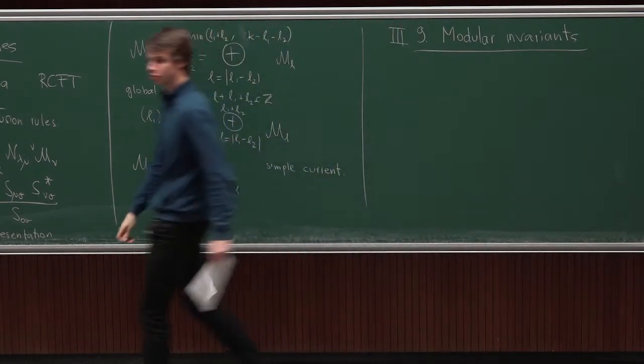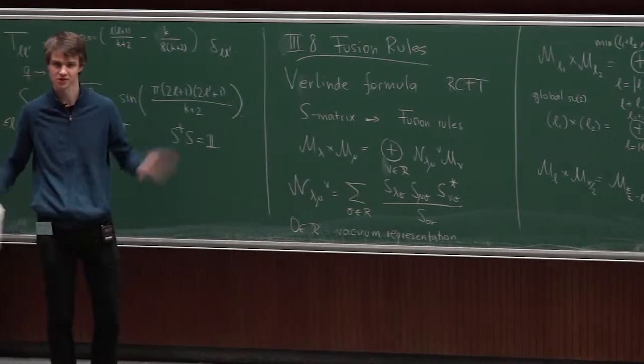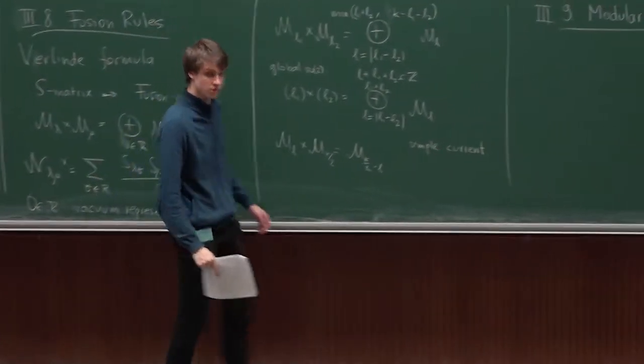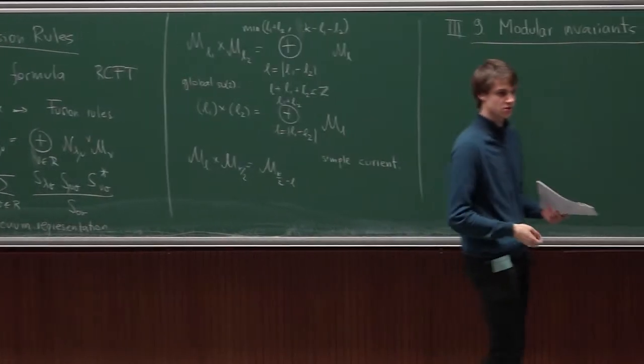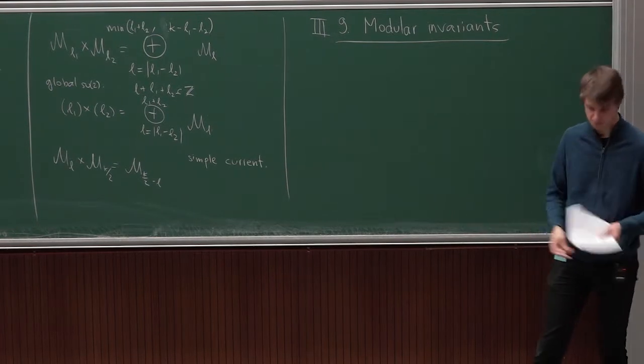So basically, now I want to put my theory completely on the torus. I already put my representations on the torus. Now we consider the complete theory, and we try to see what theories are consistent on the torus. So this will give me some constraints on what representations I can put in.